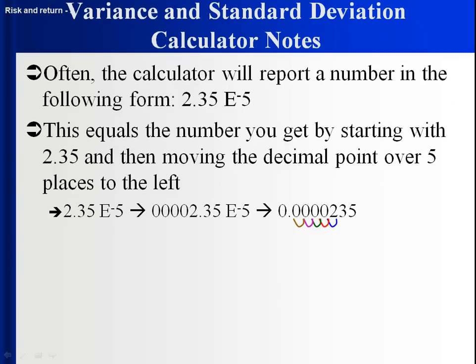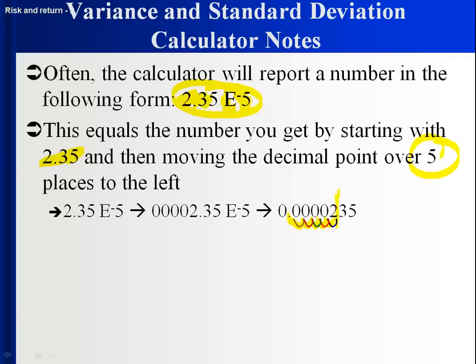A couple of calculator notes. A lot of times we deal with numbers that are really, really small. And so the calculator will give you a number, and then it'll say E, and it'll have something like -5, let's say. And what that means is that if you had 2.35, you move the decimal point to the left 5 places. So you go from 2.35 and you move over 1, 2, 3, 4, 5. So it's 0.0000235. So that's how you make the conversion.